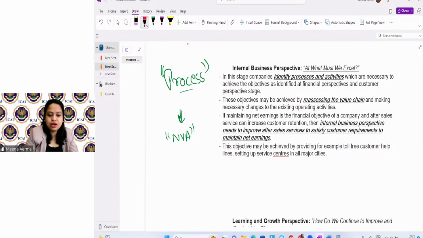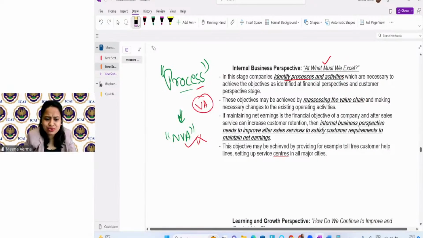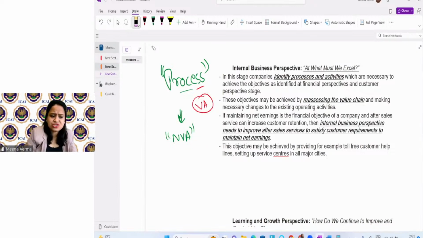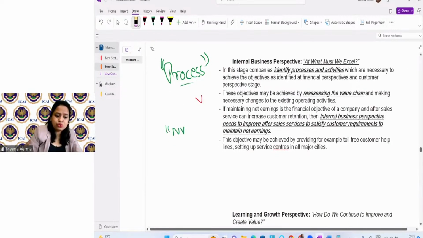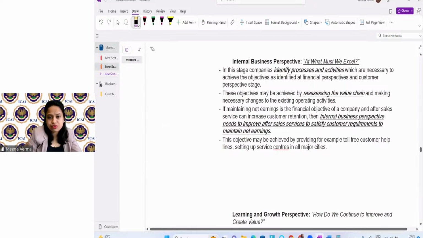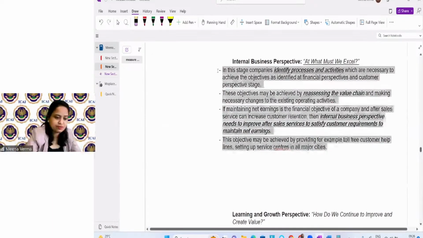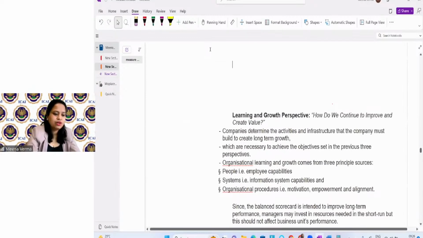What is given here? At what must we excel? Improve the process of the company. Identify the processes and activities of the company and improve them. Assess the value chain. Find the value-added activity. Focus on value-added activity. Remove all non-value-added activity from the company. In this way, you can improve the process of the company. So the crux is you can finish it in just a few words, right? Do the value chain analysis, find the value-added activity, focus on it, remove non-value-added activity. That's it. Okay, next is what?